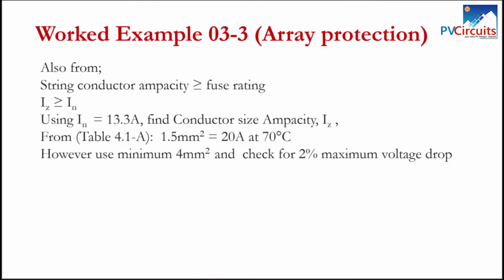Moving further with our problem, we are told the string conductor ampacity should be greater or equal to the fuse rating. That is to say, the conductor current is greater or equal to the overcurrent protection device current rating. Using the overcurrent protection current rating, we move to table 4.1a again to find the cable ampacity that is greater as per this equation.